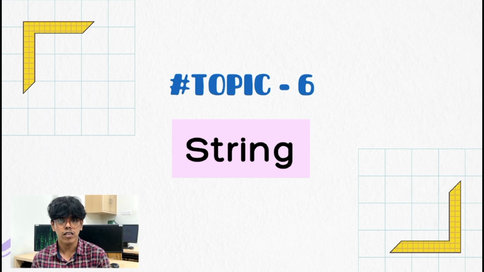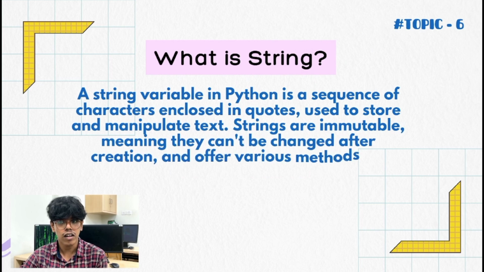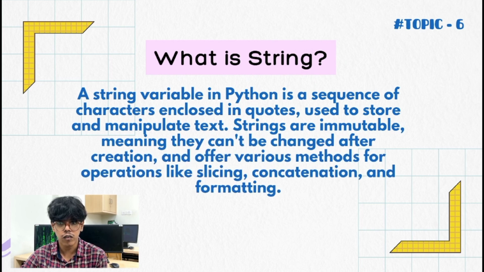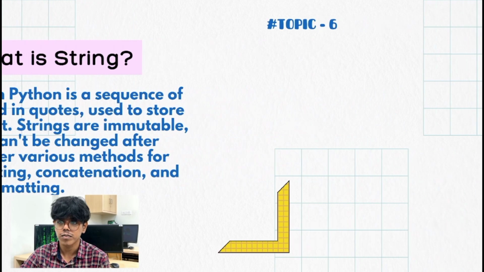Hello guys, my name is Harikrishna Manna. Now I'm going to explain string in Python. What is a string? A string in Python is a sequence of characters enclosed in quotes. The string can be manipulated with different kinds of operations such as formatting, slicing, and concatenation. Now I'm going to show you the code which can be used for different operations.